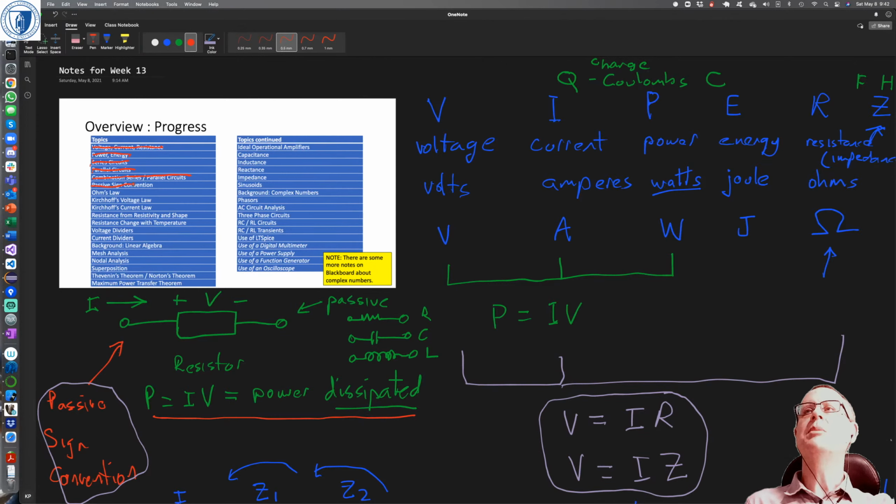And I've talked about the passive sign convention, that the current has to flow into the positive side of the voltage polarity definition. I've talked about Ohm's law, right? V equals IR down here. I've talked about Kirchhoff's voltage law and Kirchhoff's current law.